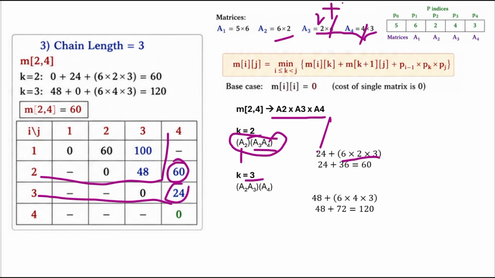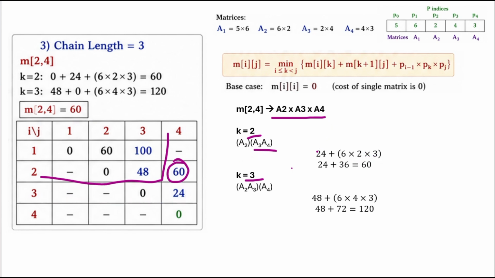Then how to find the number of scalar multiplications? 6 into 2 is common, right? So simply write one time, 6 into 2 into 3. Then add both the values. Take the value 60. And likewise we find this value also. Okay. So if both matrices are combined within one common bracket, we pick that value from the table.